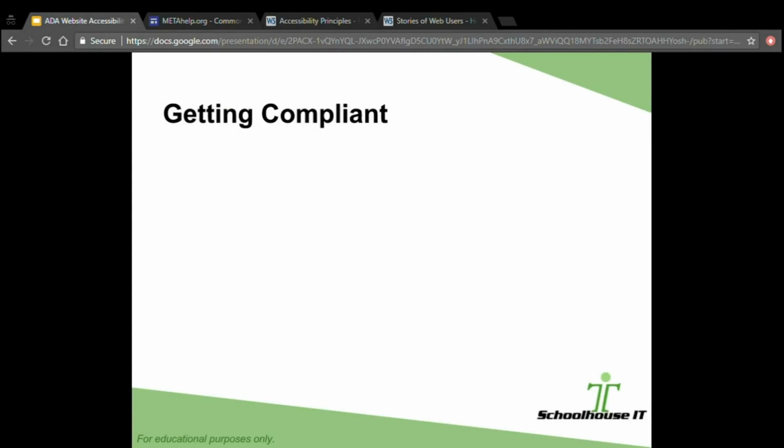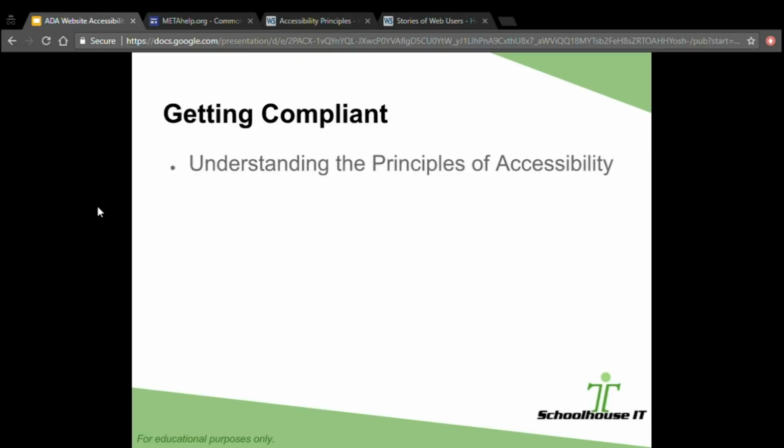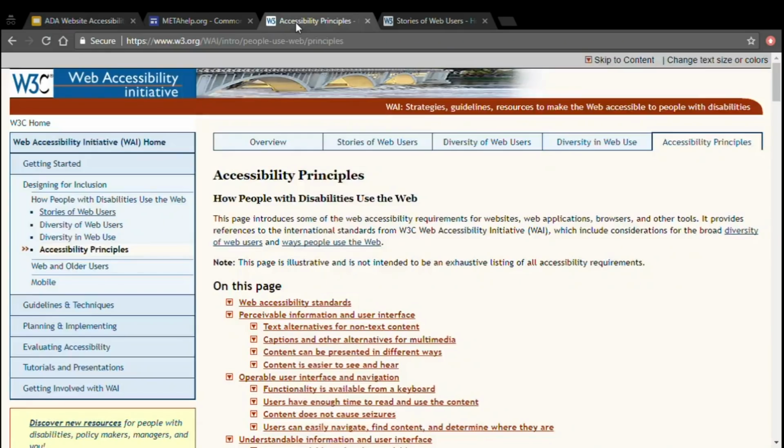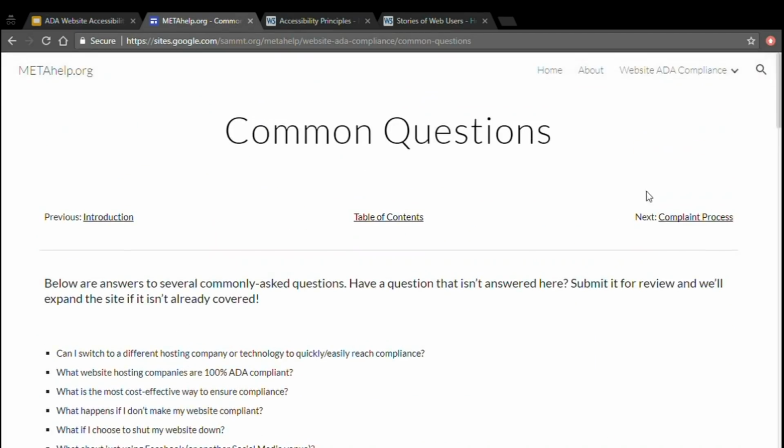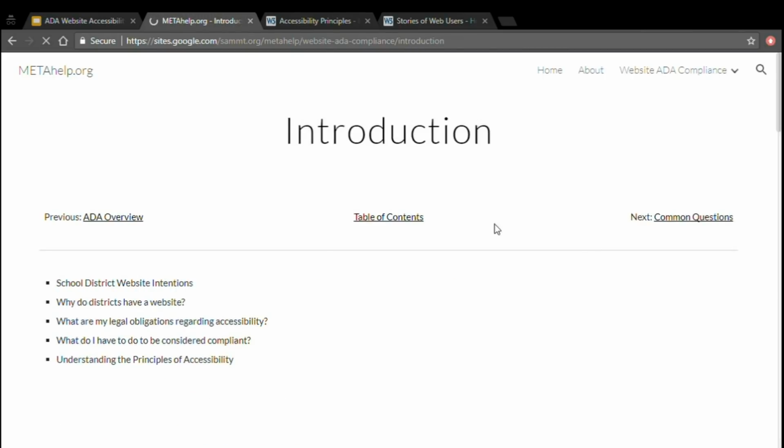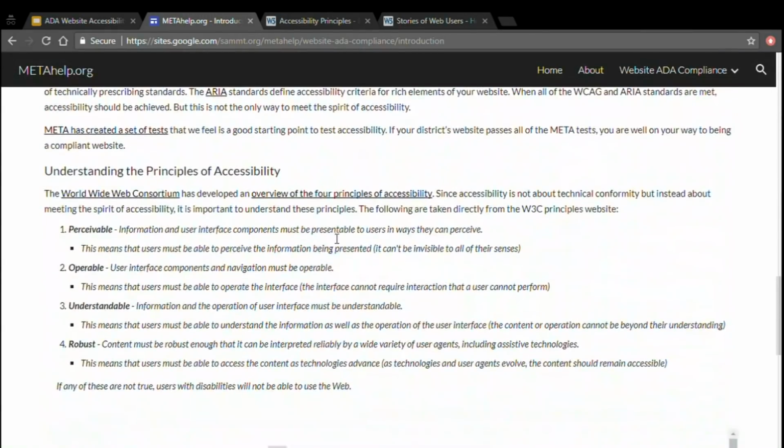While the rules of compliance are not clear-cut, there are some guiding principles available to help us navigate these difficult waters. The World Wide Web Consortium has a project called the Web Accessibility Initiative. The WAI provides a ton of great resources on accessibility. The World Wide Web Consortium has provided an overview of the 4 principles of accessibility to help give context to website accessibility. You can find them on the Meta website underneath Introduction. You can review the 4 principles.